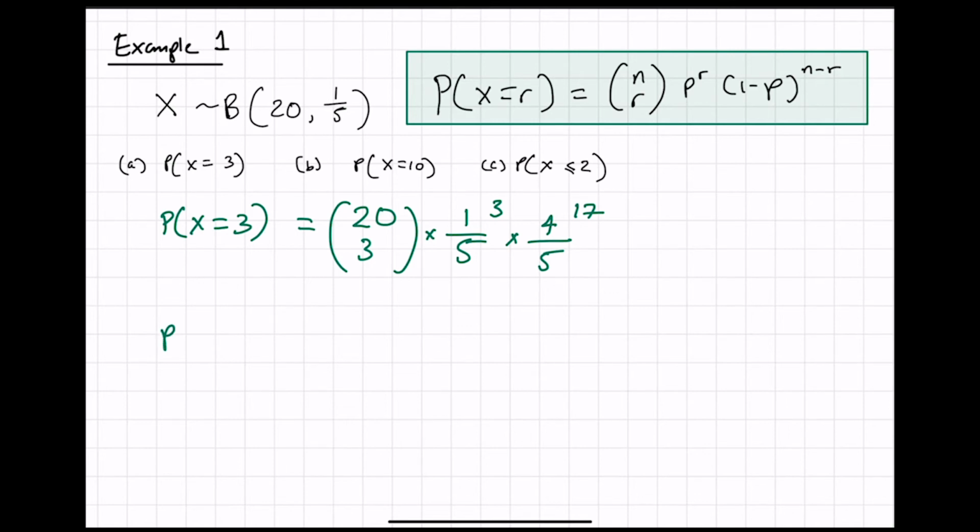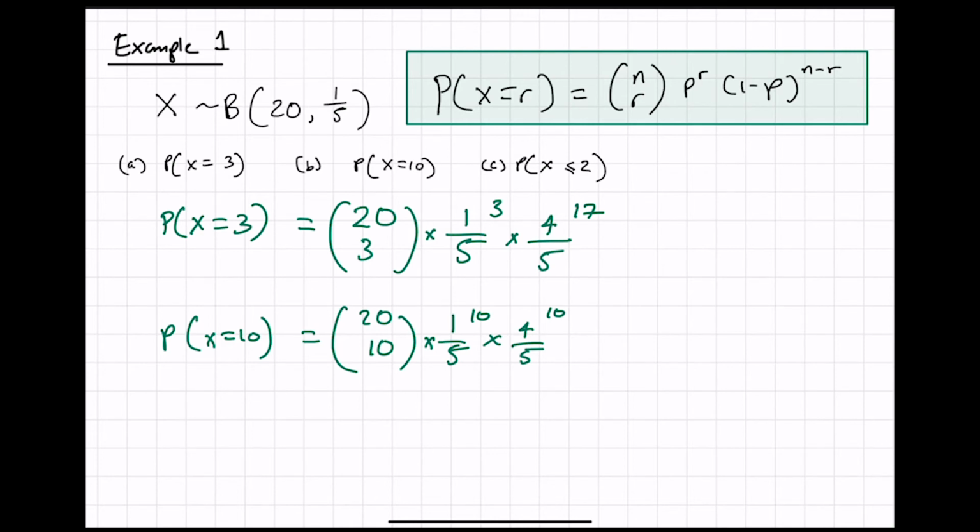Then we've also got the probability that X is 10. This is the same thing. Again, we still have 20 trials, but now 10 of them are successes. So the probabilities of success and failure remain the same, and the only thing that changes is that 10 of them are successes, therefore 10 of them are failures. It's as easy as that. That's what you need to do.